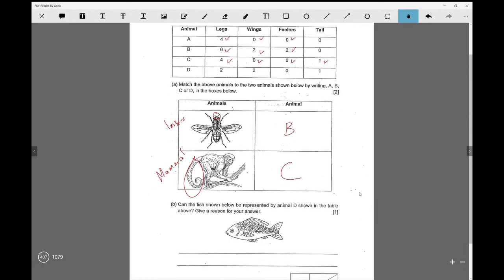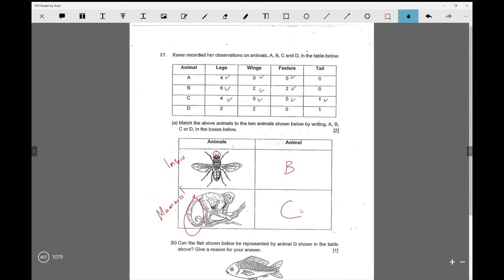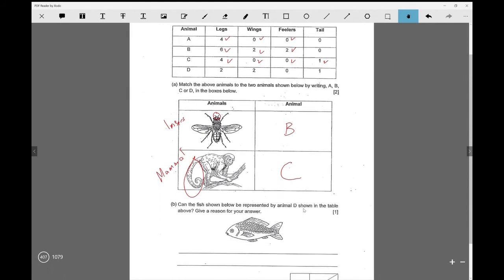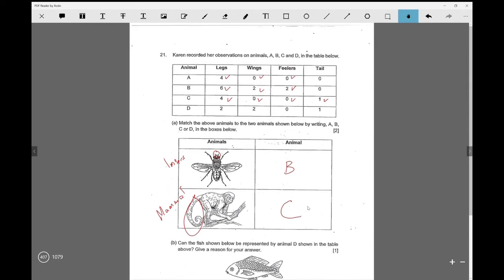Then they ask you, can the fish be represented by animal D? So let's go and check. So fish have an outer covering of scales, and they all live in water. So D, 2 legs, immediately wrong already, but let's just go and look also. 2 wings, okay, fish don't have wings, right? They only have fins. No feelers also okay, but they have a tail, but it's not acceptable already.